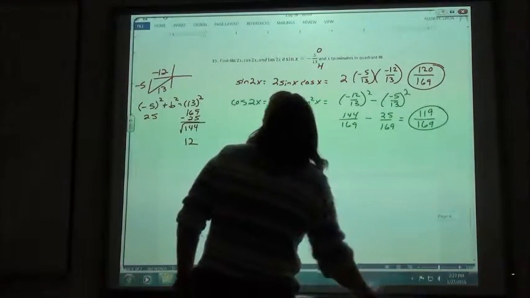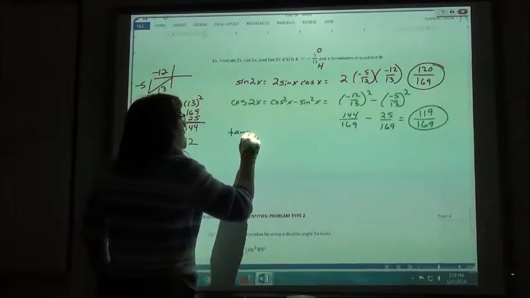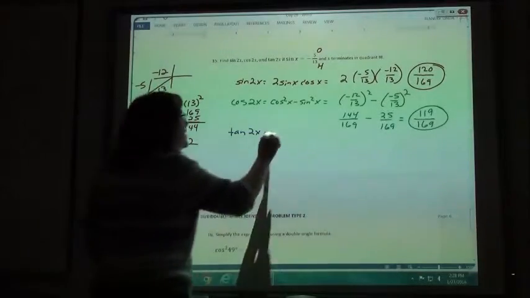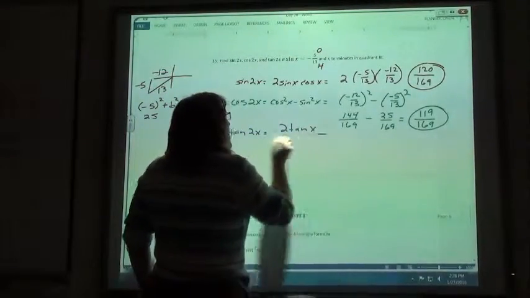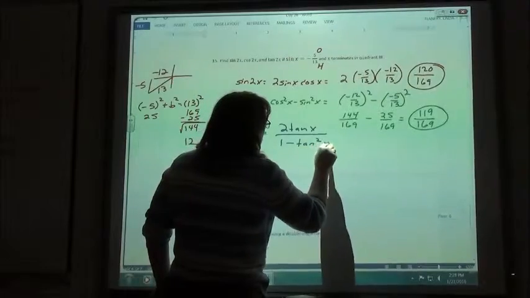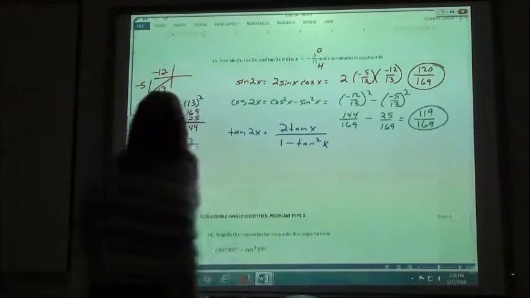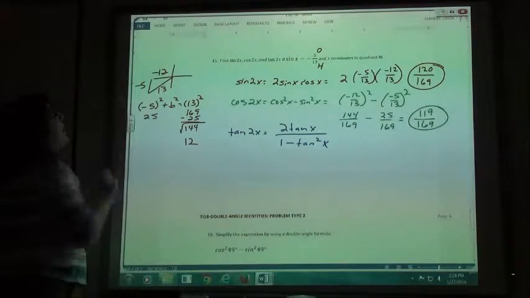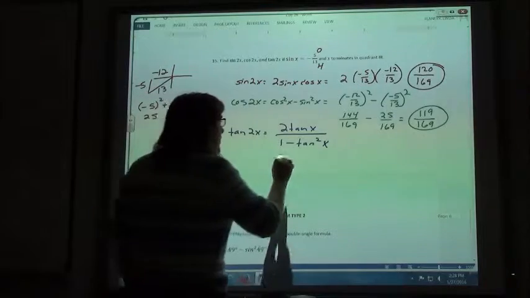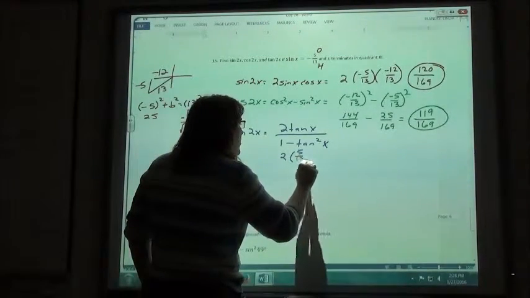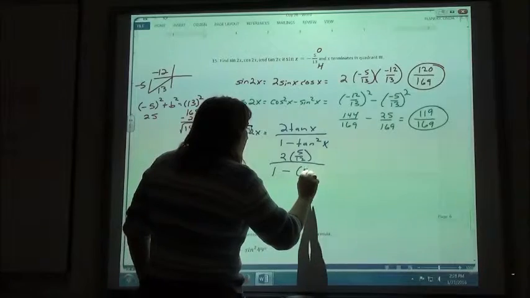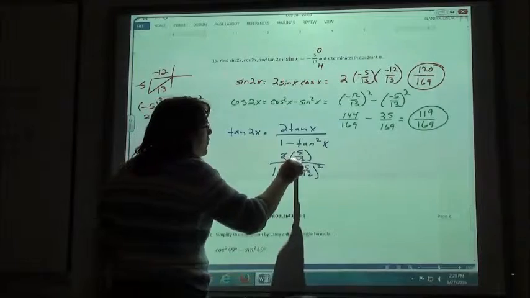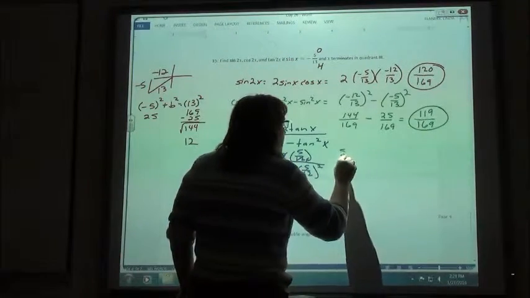And then lastly, the tangent of 2x. We're going to use 2 tangent of x over 1 minus tangent squared of x. Tangent, opposite over adjacent. I'm going to have a negative over a negative, so I'm going to use a positive 5/12. So 2 times 5/12 over 1 minus 5/12 squared. So in this case, the 2 and the 12 would reduce, so I get 5 over 6.